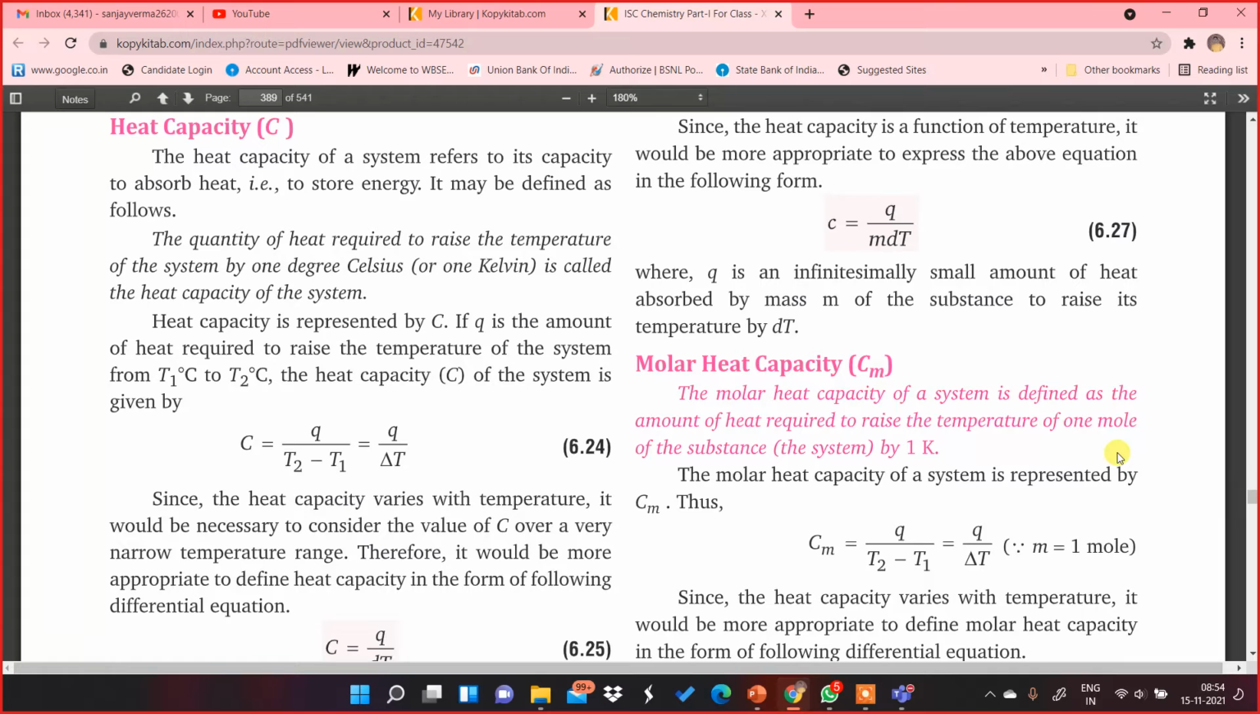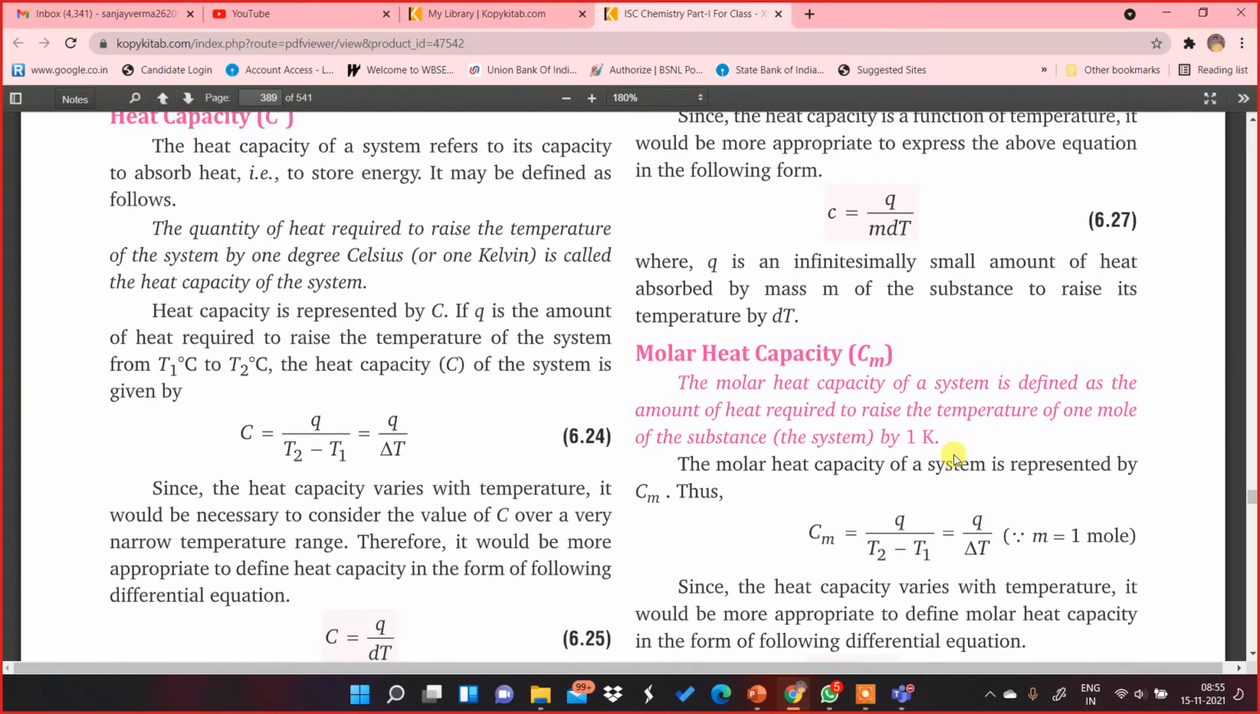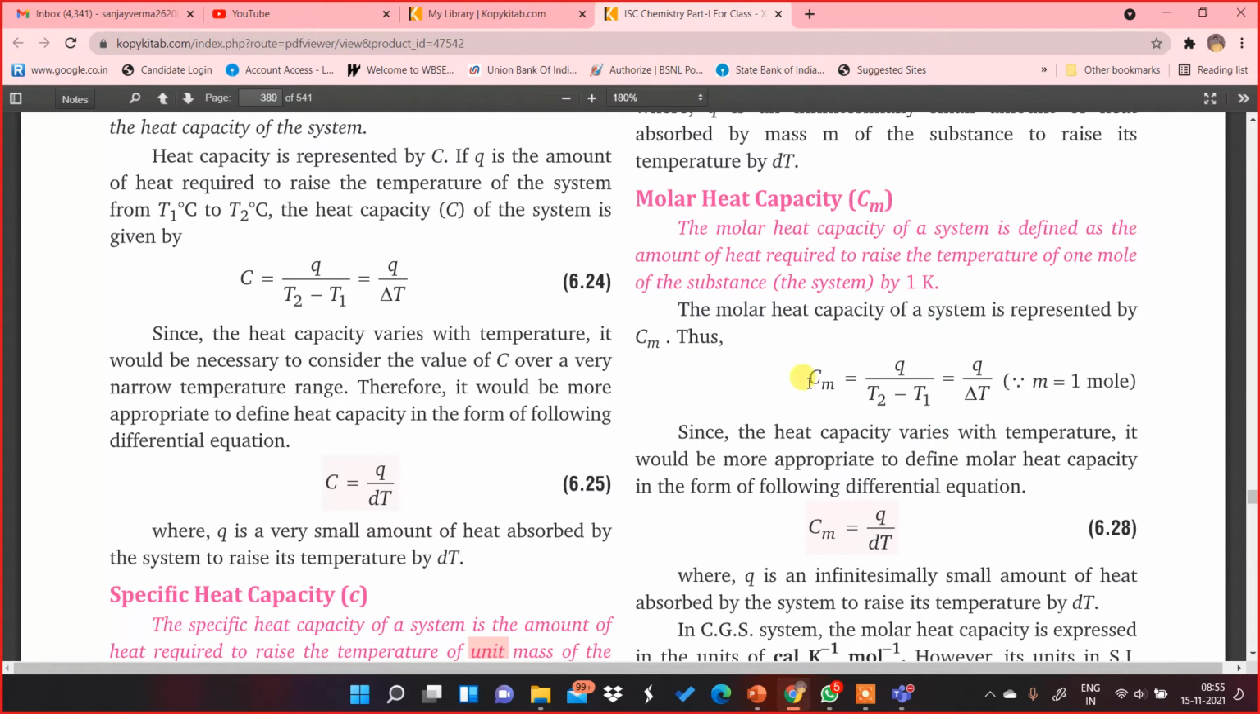Now when the mole enters, the heat capacity is called molar heat capacity: the heat required to raise the temperature of 1 mole of a substance by 1 Kelvin. So this Cm, the same formula from above, takes another form. Cm is equal to Q by T2 minus T1, that is Q by delta T. Now this value of m, the number of moles, is 1 mole.